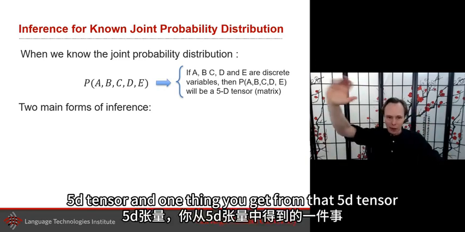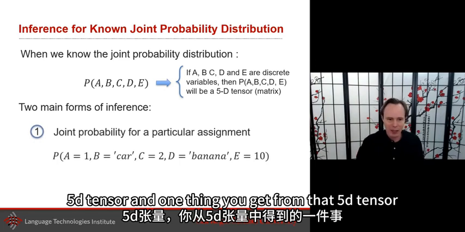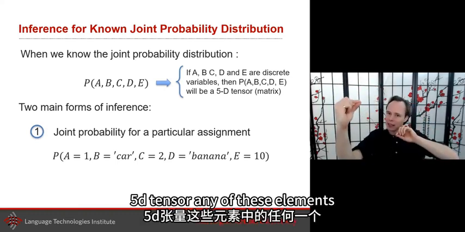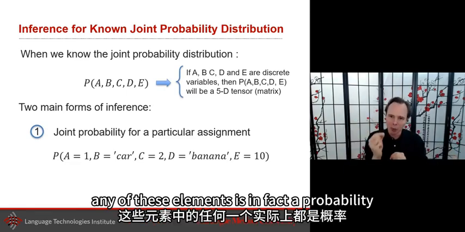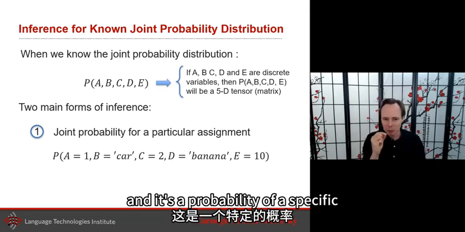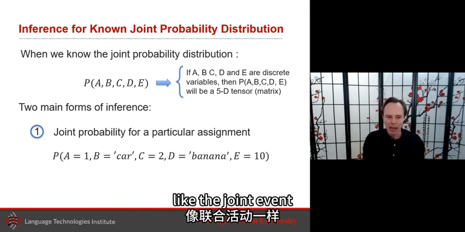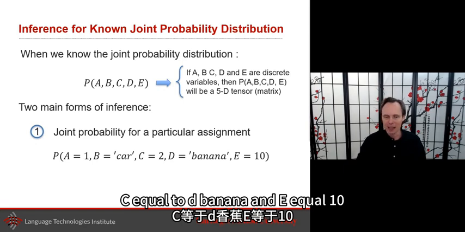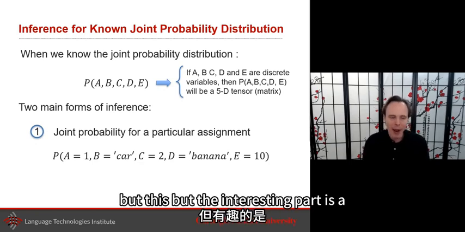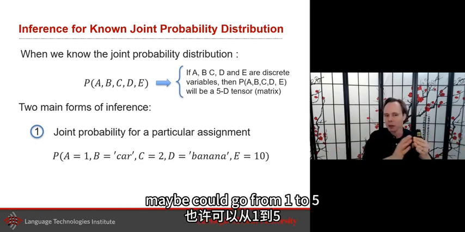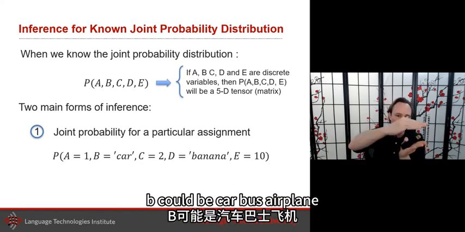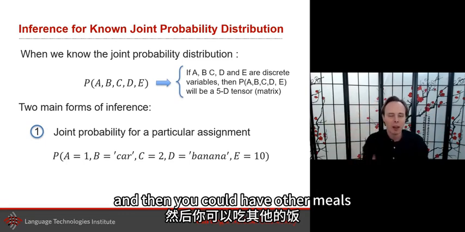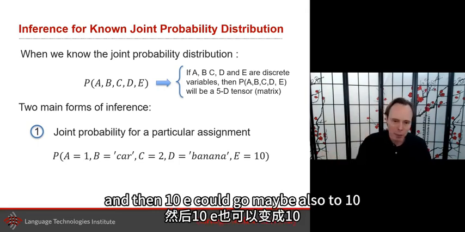And one thing you get from that 5D tensor is that any element in that 5D tensor is in fact a probability, the probability of a specific joint event to happen. Like the joint event will be A equal 1, B equal car, C equal 2, D banana, and E equal 10. This is just an example, but the interesting part is A maybe could go from 1 to 5, B could be car, bus, airplane, and C maybe 1 to 10, D a banana, and then you could have other meals, and E could go maybe also to 10.